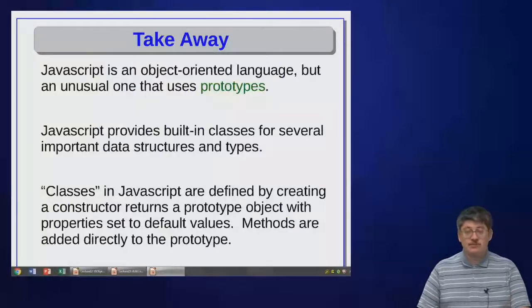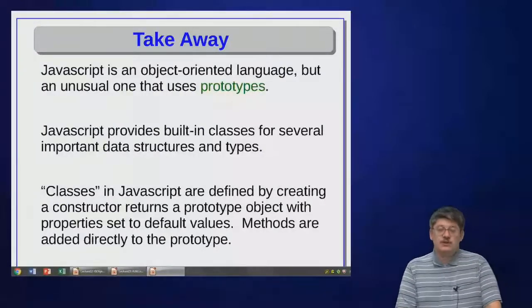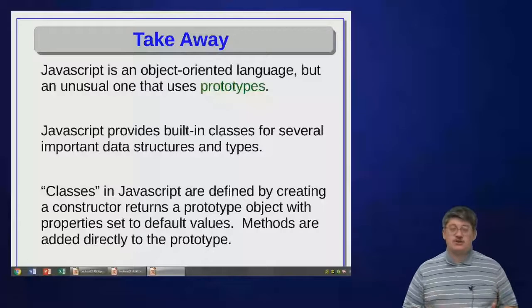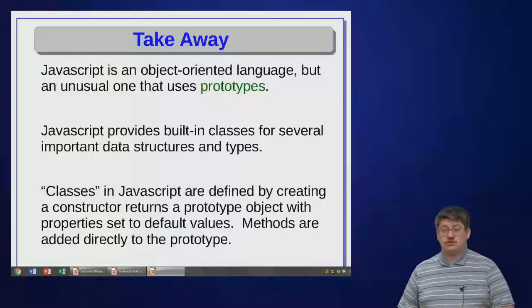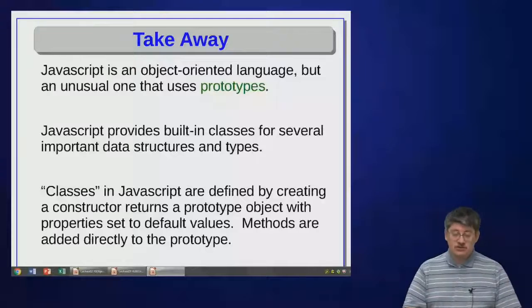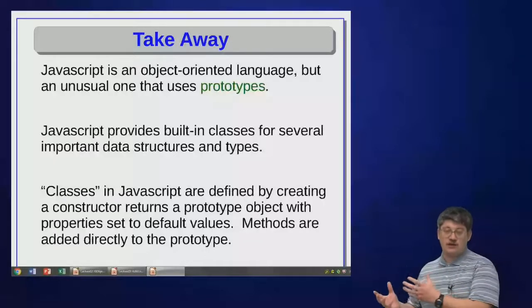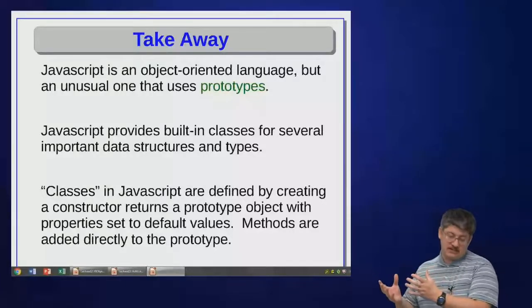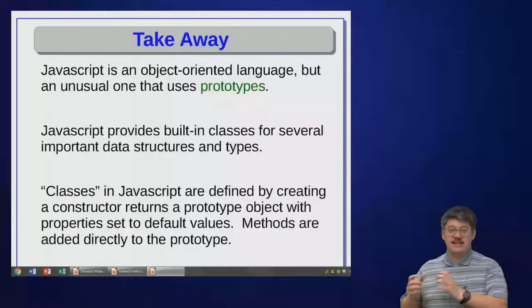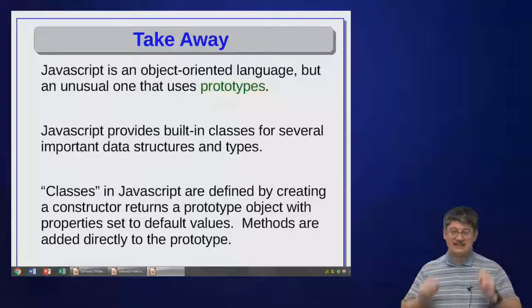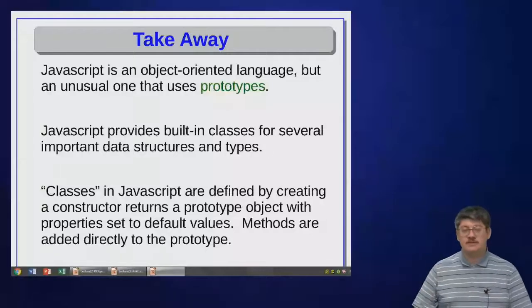So in summary, JavaScript is an object-oriented language, but it's an unusual one. It's one that uses prototypes. JavaScript provides some built-in classes for lots of important data structures, such as arrays and maps, but also for things like numbers, strings, and dates. It also provides an iterator object that's useful. There are no classes in JavaScript. Instead, we create a constructor function that creates a prototype object. And we can use that prototyped object to set default values, and we can make copies of the prototyped object to stamp out instances of the class. Methods are added directly to the prototype, and default values are set for all the properties in the prototype.